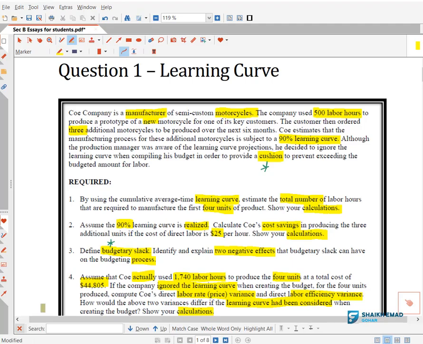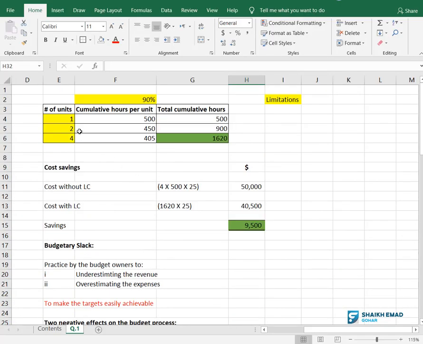So we have completed this question number 3. Let us see question number 1. See, learning curve is a very simple area. You have 3 columns. Number 1 column is called the number of units. The second column is called cumulative hours per unit, and the third column is called total cumulative hours. 3 columns.